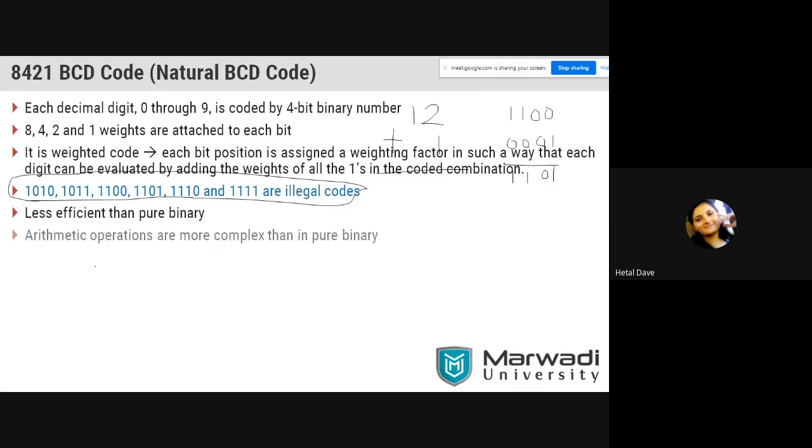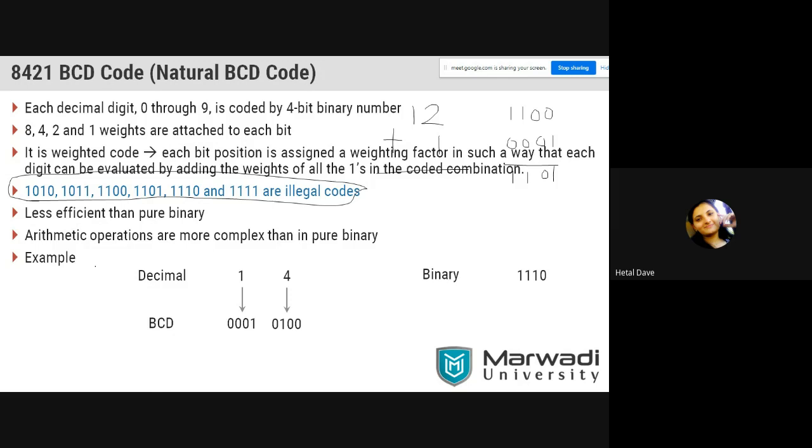Now let's take one example. Decimal number is 14. What is its BCD code? In BCD, each and every digit is considered separately, such that 4 bits are given to one digit. So 1 is 0001 with 8421, and 4 is 0100. Although the binary will be 1110.